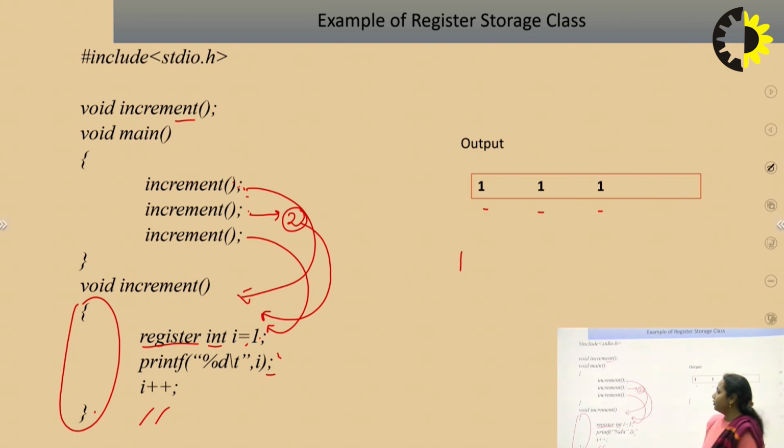So in the procedure of automatic storage class and register storage class, we are getting the same output, because the major difference between the two is the memory storage.